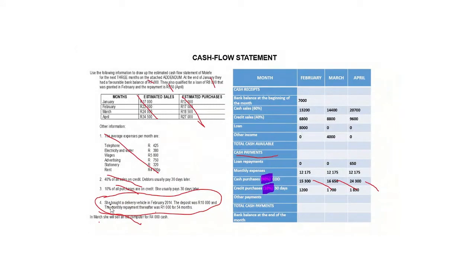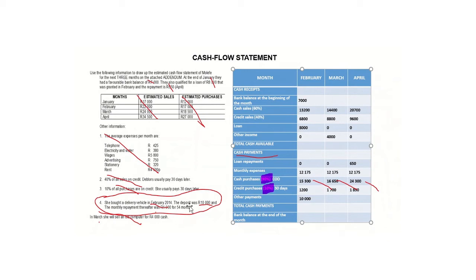So what are they saying? They're saying she bought a delivery vehicle in February 2014. The deposit was 10,000. Now remember what our interest is. We need the amount and when. Amount and when. So just the first part that we are told about, the 10,000 deposit in February. Before you go to the next slide, capture the transaction, breaking it piece by piece. So the first piece is the February deposit of 10,000. So we capture it, 10,000 deposit.